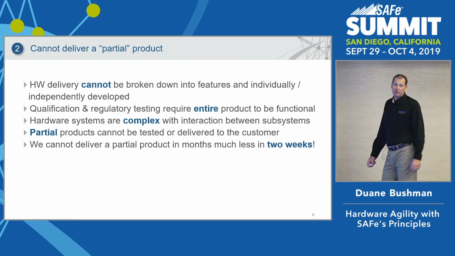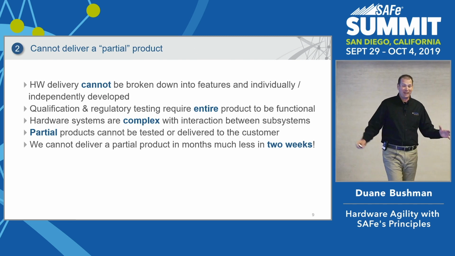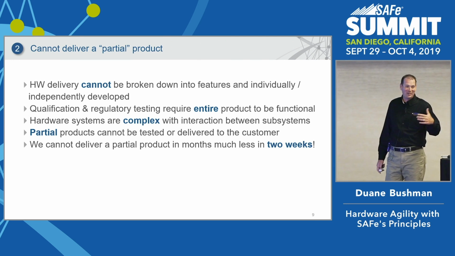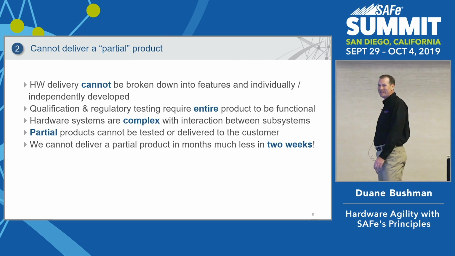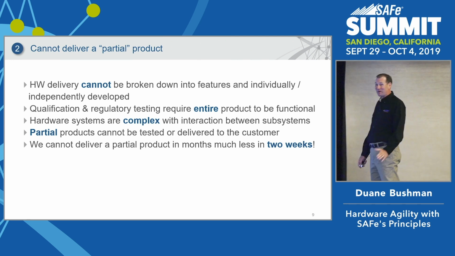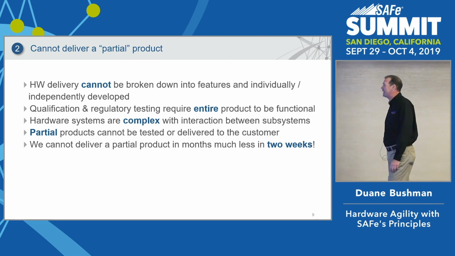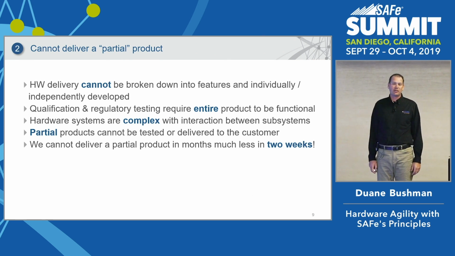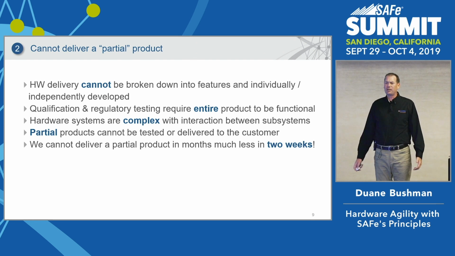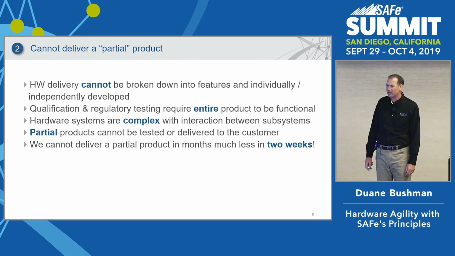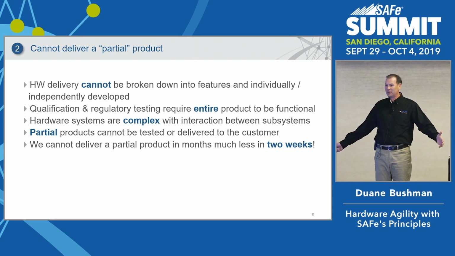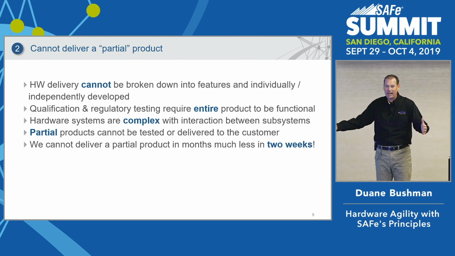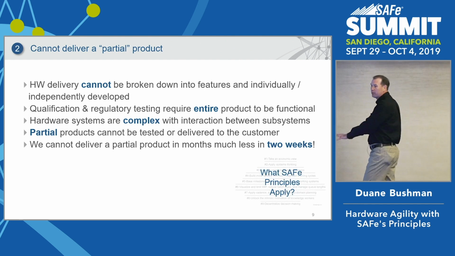And then my personal favorite, because I probably hear this one the most anytime I'm doing an implementing or a leading or a SAFe for Teams class. I see some heads shaking out in the crowd, so this may resonate with you as well. But we cannot deliver a partial product in months, much less 2 weeks. What's this iteration you're talking about in the 2-week cycle? That's crazy talk, Duane. We're hardware. What don't you understand about that? So what principle would apply, right?